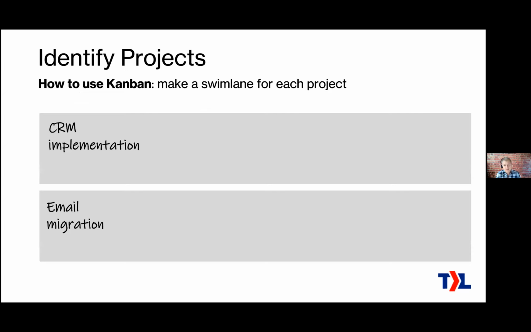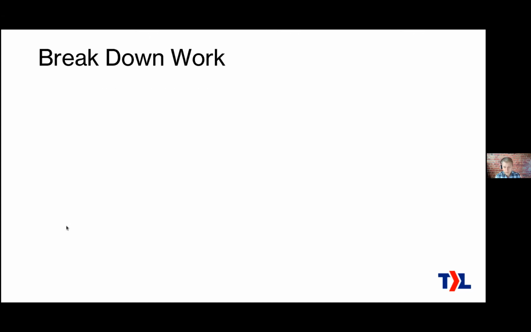First step in how do we use Kanban here? Okay, so we're going to make what we call a swim lane for each project. A swim lane is just a term for a horizontal lane here, and in the next step we'll put some items on this, but this is the very first step for the first stage of the cycle, identify projects. We've identified a CRM implementation we have to do and an email migration. Okay, so that's it.